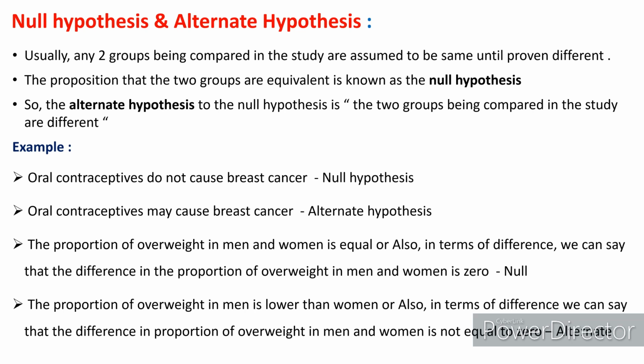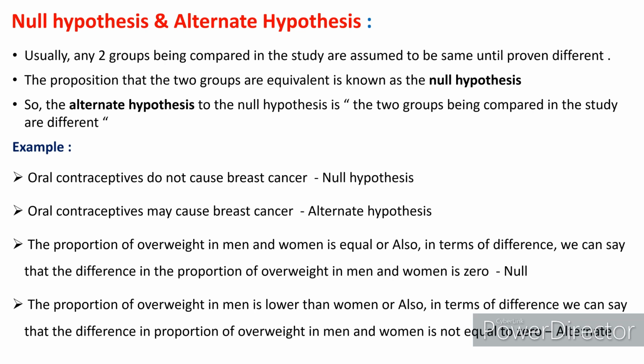Let's see some examples. Oral contraceptives do not cause breast cancer. That is the null hypothesis. Oral contraceptives may cause breast cancer. That is the alternate hypothesis. Similarly, the proportion of overweight in men and women is equal, or also in terms of difference, we can say that the difference in the proportion of overweight in men and women is 0. So this is the null hypothesis because we are saying that there is no difference.